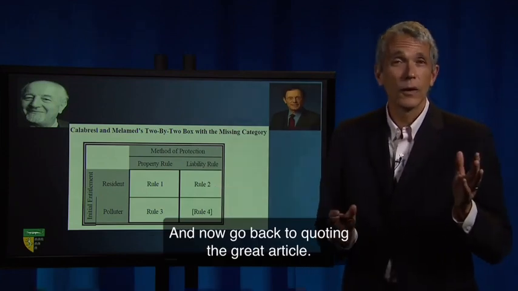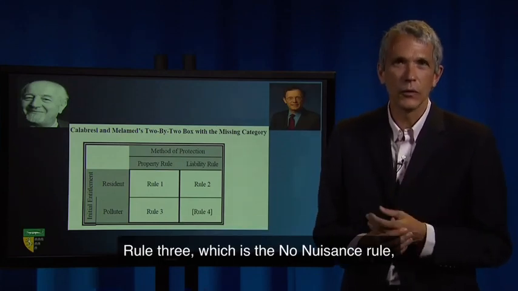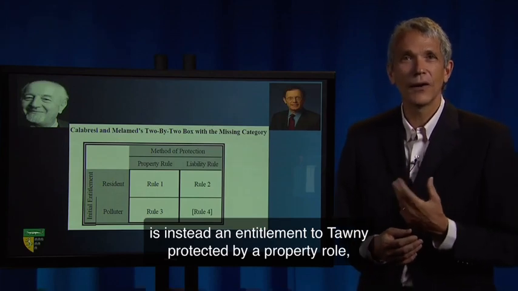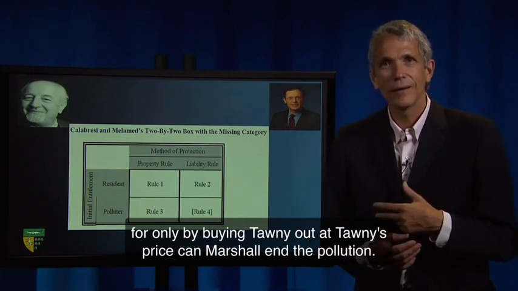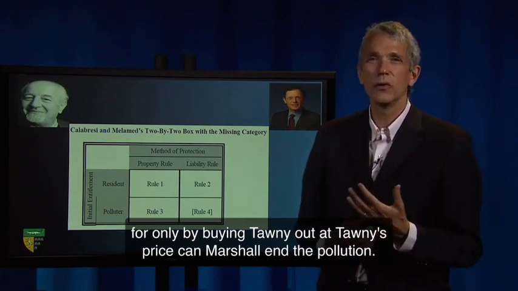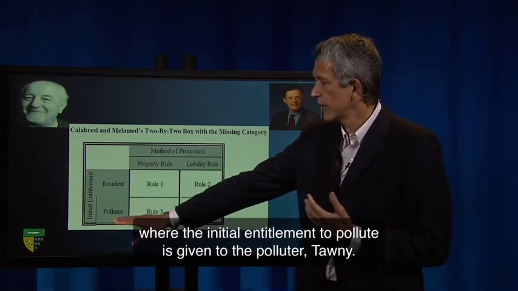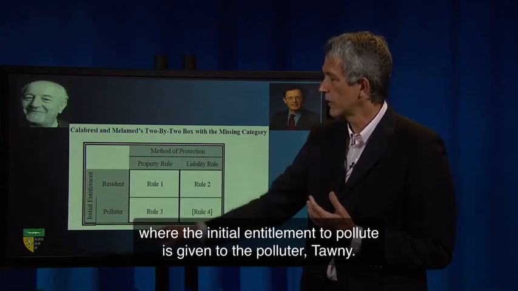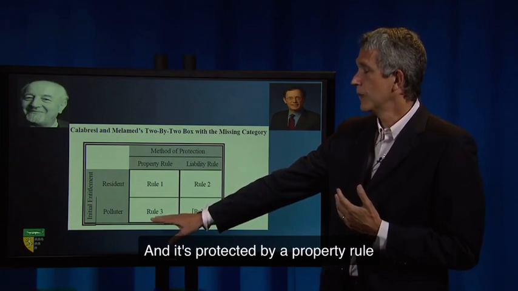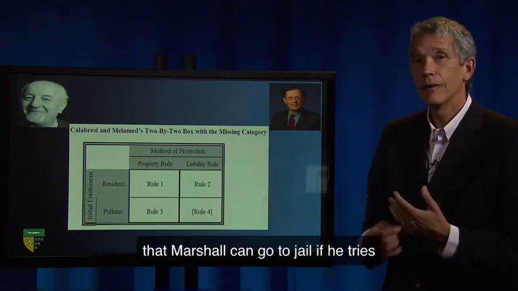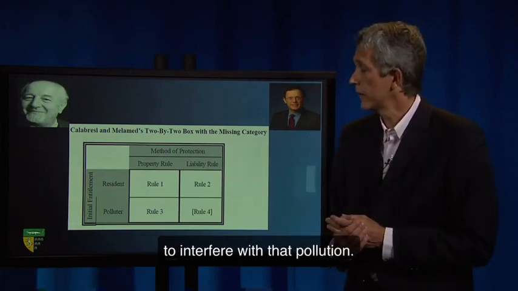And now I'll go back to quoting the great article. Rule 3, which is the no nuisance rule, is instead an entitlement to Tawny, protected by a property rule. For only by buying Tawny out at Tawny's price can Marshall end the pollution. And this Rule 3 is depicted down here, where the initial entitlement to pollute is given to the polluter, Tawny, and it's protected by a property rule, so that Marshall can go to jail if he tries to interfere with that pollution.